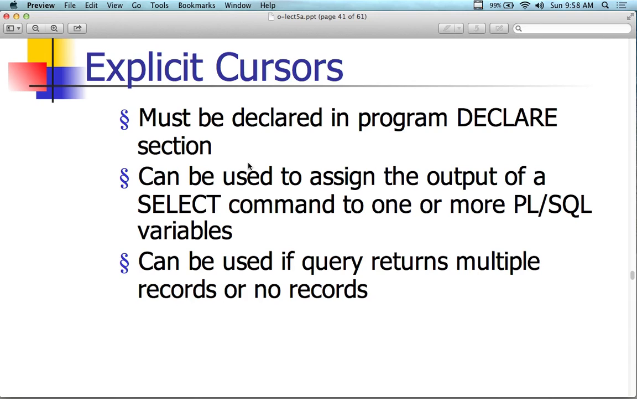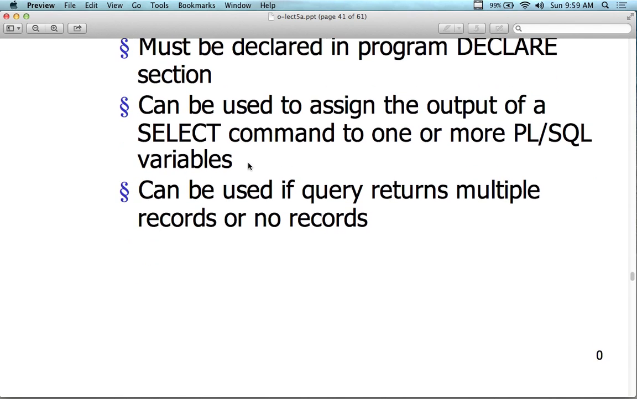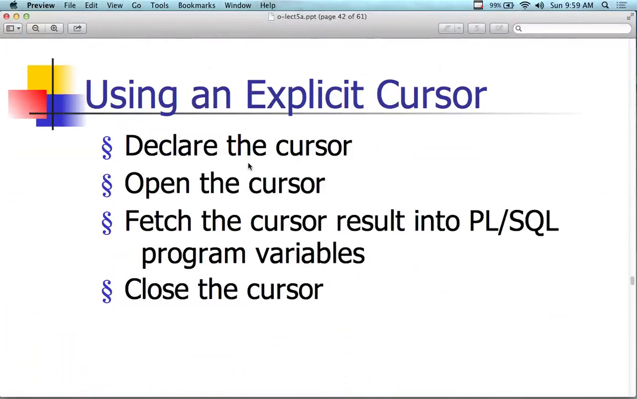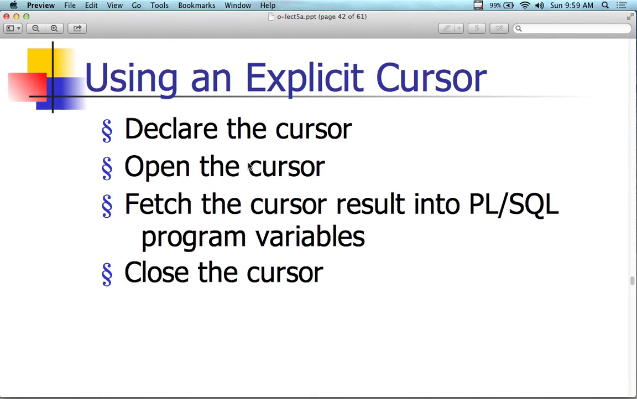It can be used to assign the output of a select command to one or more PL/SQL variables. And it can be used if the query returns multiple records or no records at all. Because we explicitly ask for something, we're going to put it into a variable. Well, then if the variable is null, we know we didn't get a cursor back. We didn't get any results back. So using an explicit cursor, we declare the cursor, we open the cursor, we fetch the cursor results into PL/SQL program variables, and then we close the cursor, because we're done with the cursor.